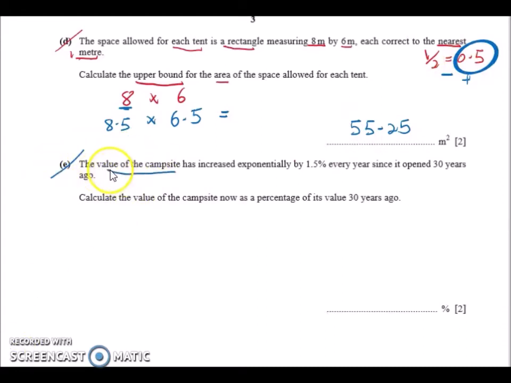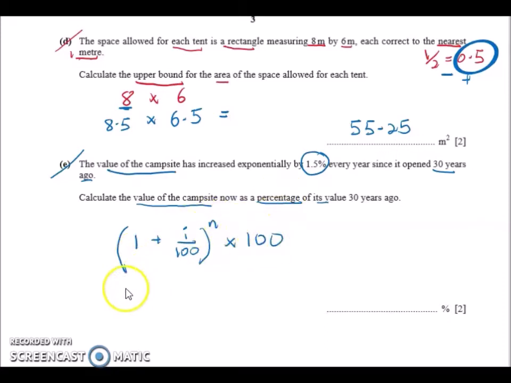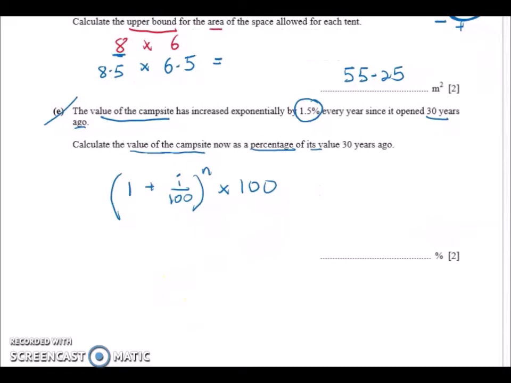Okay, the value of the campsite has increased exponentially by 1.5% every year since it opened 30 years ago. What is the value of the campsite now as a percentage of its original value? So to look at the percentage, 1 plus the interest divided by 100, to the power of the years, and then we multiply by 100 to get the percentage. So here you can see 1 plus the interest 1.5 divided by 100.